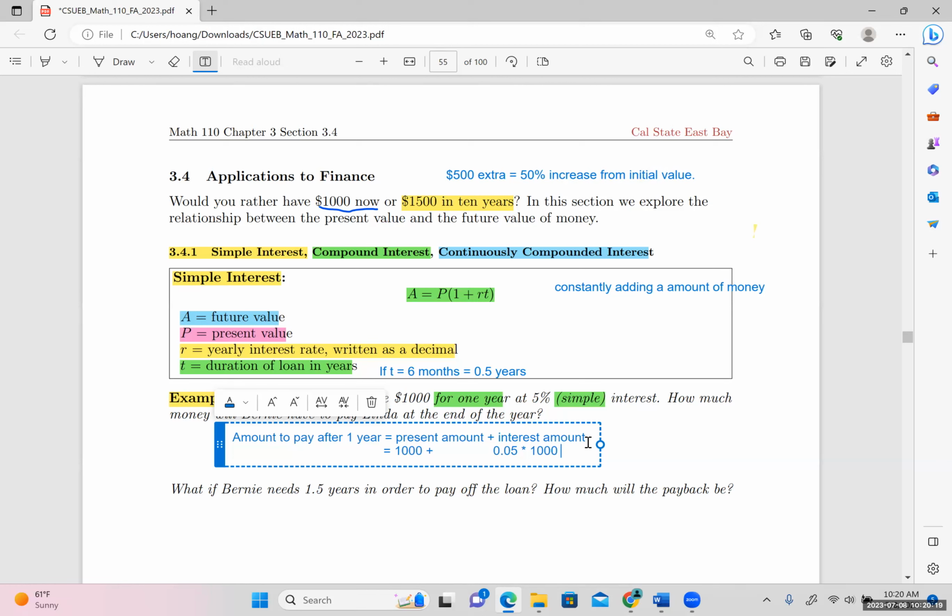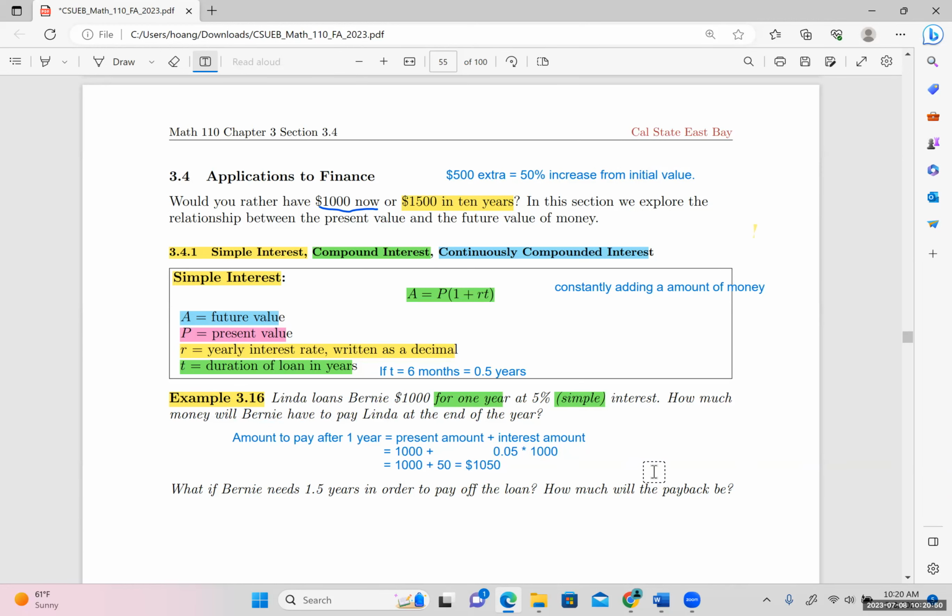So then you will have 1,000 plus 50, and that gives us $1,050, right? So that means she has to return to Linda at the end of this year $1,050, right?